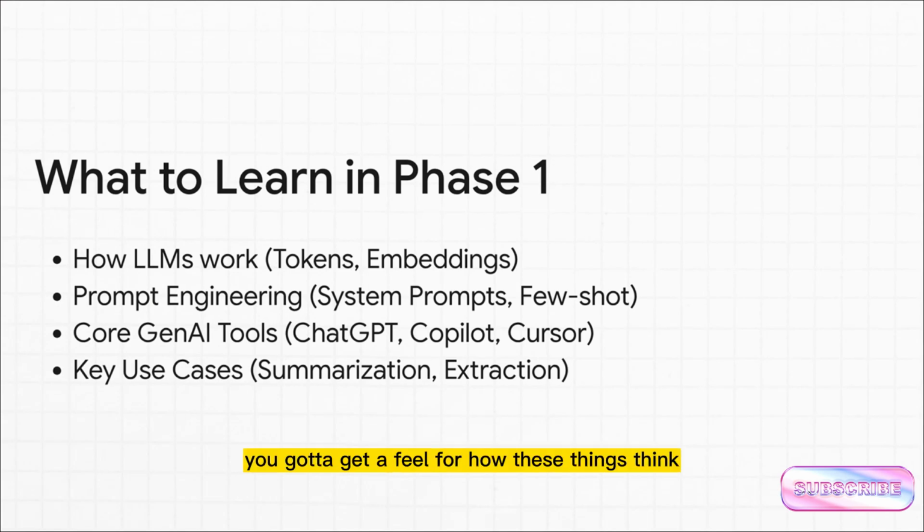First up, you've got to get a feel for how these things think. You'll hear about tokens, that's basically how they chop up words, and embeddings, which is how they understand meaning. Then you'll dive into prompt engineering to get the AI to do exactly what you want, play around with tools like ChatGPT, and tackle simple things like summarizing text.